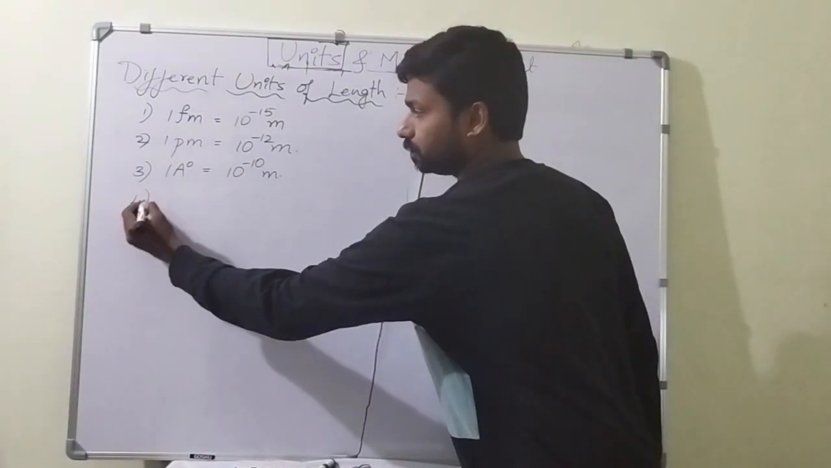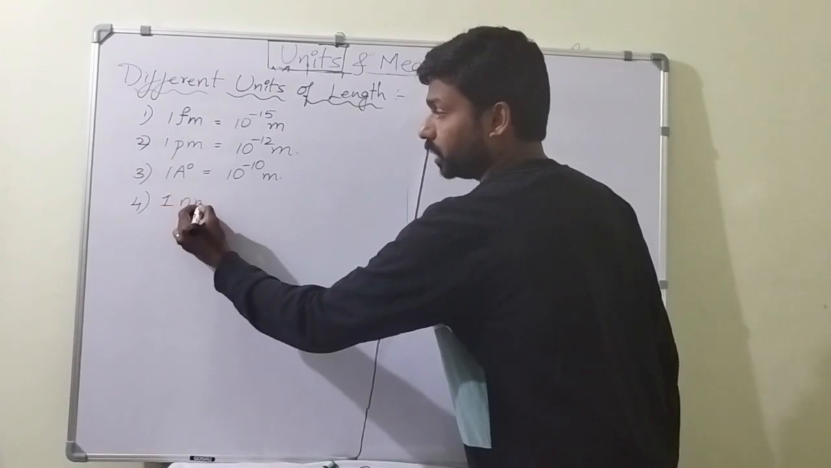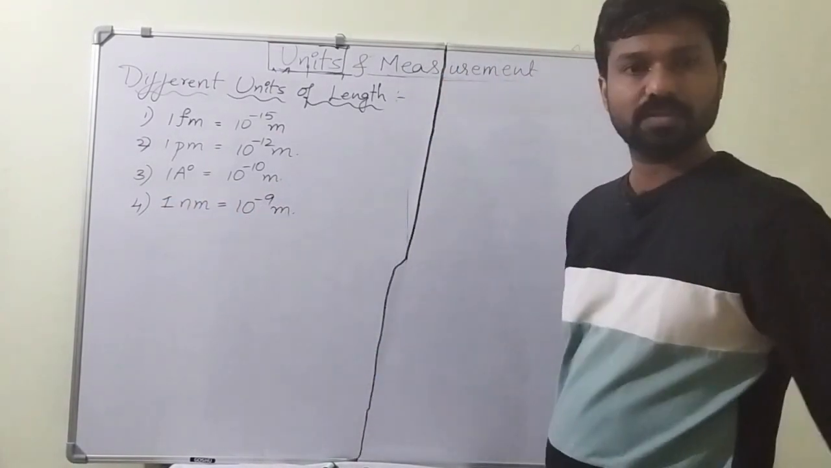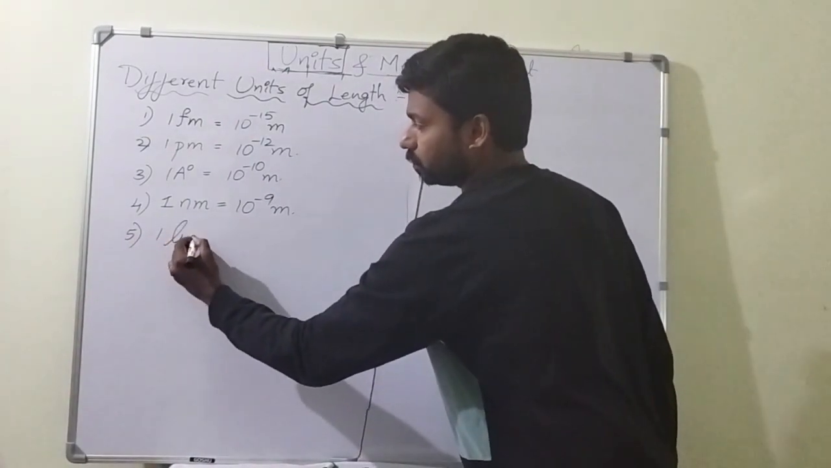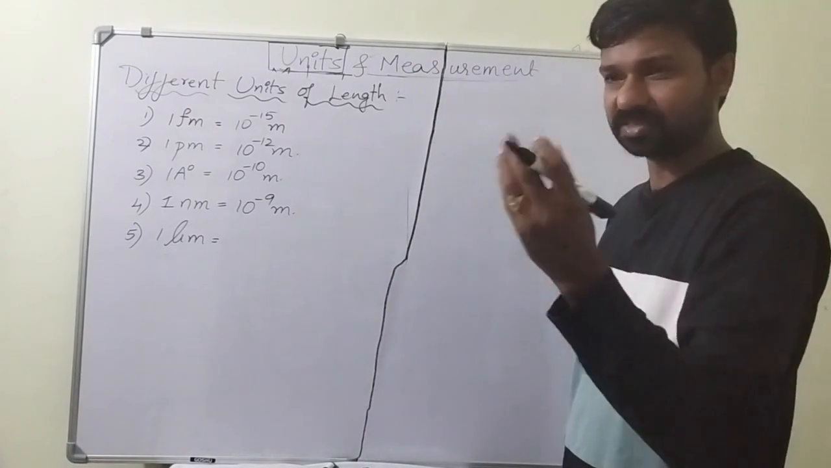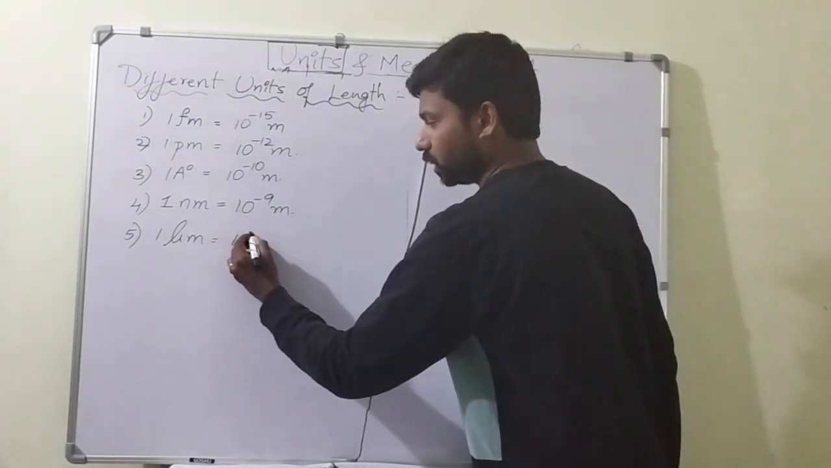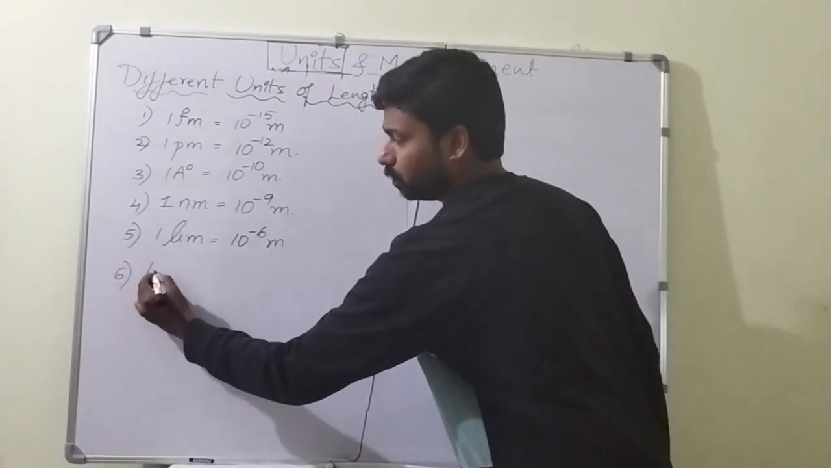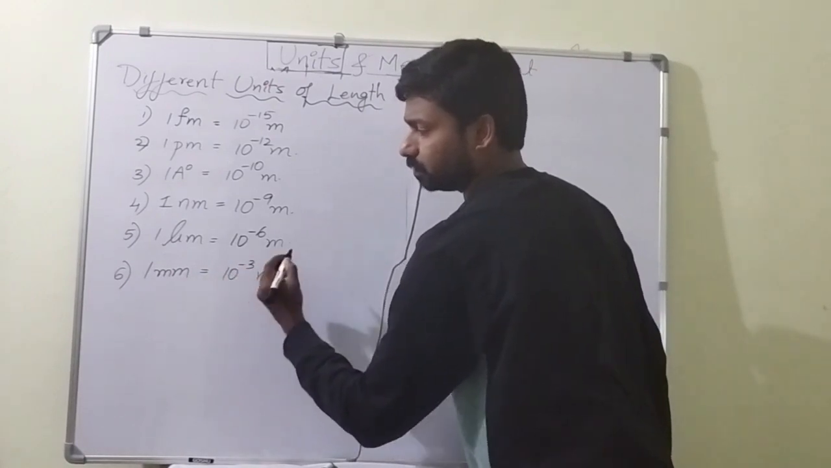Next, fourth one, it is nanometer. 1 nanometer, 1 nm, is equal to 10 to the power of minus 9 meter. Then comes fifth one, that is 1 micrometer. The size of any virus will be in the order of 1 micrometer, which is equal to 10 to the power of minus 6 meter. Sixth one, 1 millimeter, 10 to the power of minus 3 meter.